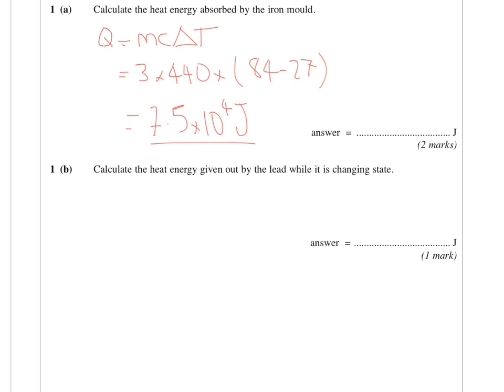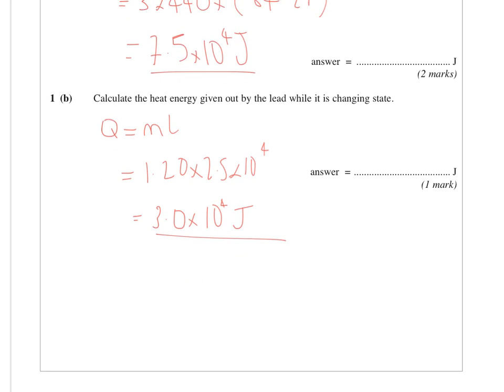Okay, then it wants us to calculate the heat energy given out by the lead while it's changing state. So during the change in state, we essentially have the mass times the latent heat of, in this case, fusion. So it's going to be 1.20 times 2.5 times 10 to the 4. Let's calculate that one. So 1.2 times 2.5 times 10 to the power 4 gives you 3.0 times 10 to the 4 joules in this instance. So we've got two values there. Let's move on to the next.